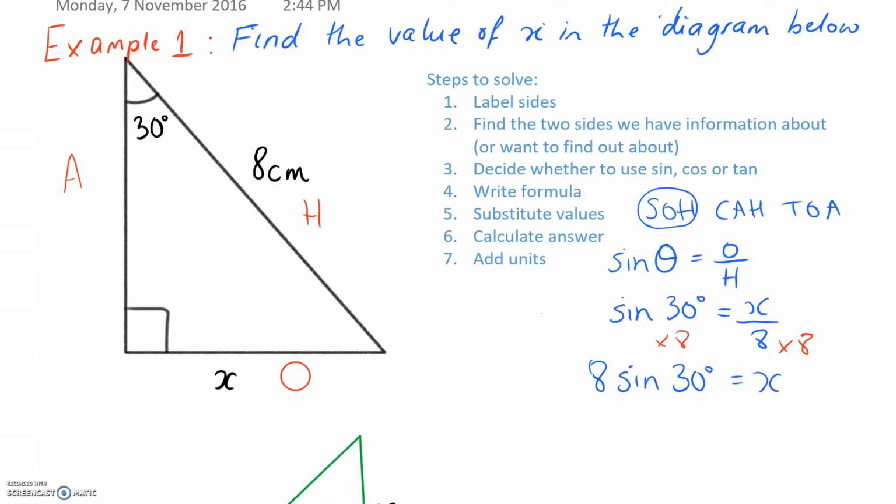This is the long sum you put straight into your calculator, and there'll be another video showing you how to do that if you're not sure. This is 8 times sine 30. And when you do put that into your calculator, you will end up with x equals 4. So we've calculated the answer. Last step, always, don't forget, add your units. This one is in centimetres, so our answer here is in centimetres as well.